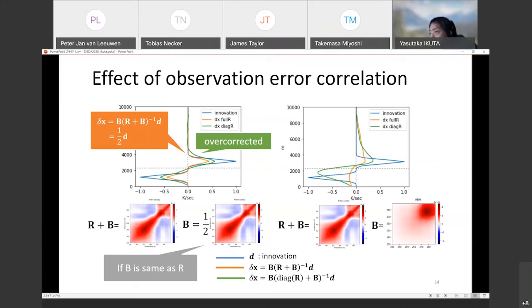If the background error is the same as the observation error, then the increment is half of the inversion. Using the correlated R, we got the result we expected. If we use the diagonal R, excess increment is computed. In the normal setting, the result is shown on the right panel. When using diagonal R, its increments are large.